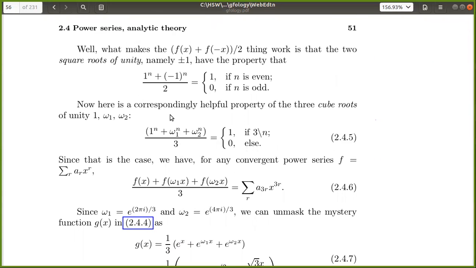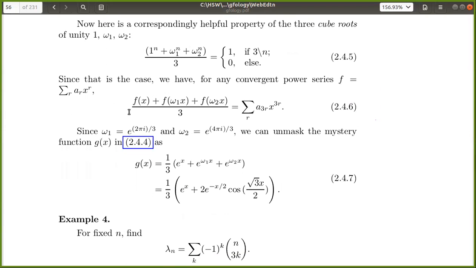Now, when you're dealing with cube roots of unity, the roots being 1, omega 1 and omega 2, you take f of x with multiplier 1, x with multiplier omega 1, x with multiplier omega 2. Add them up, divide by 3. What you have done is collected the coefficients of third powers of x.